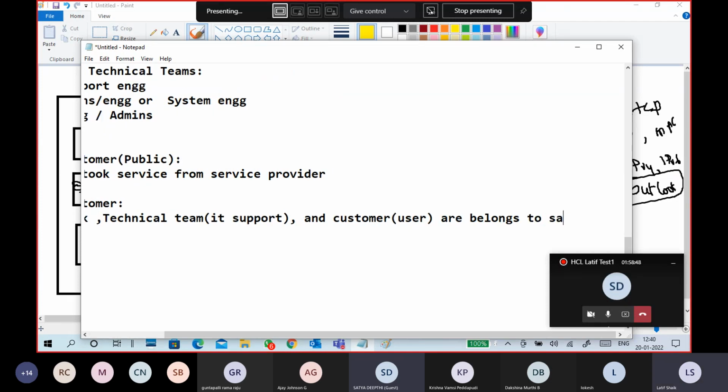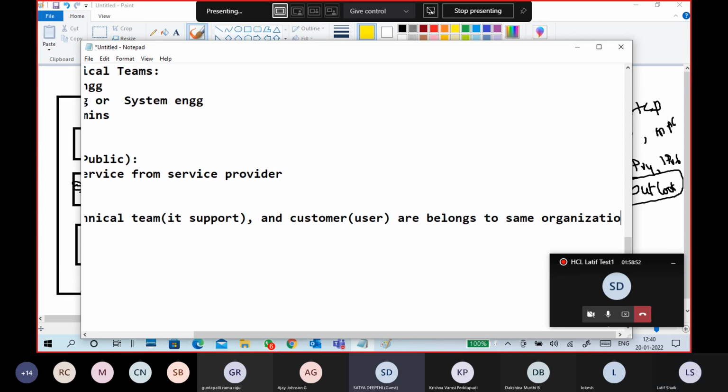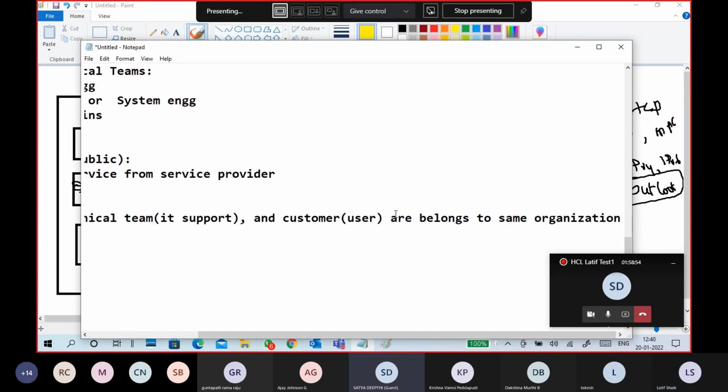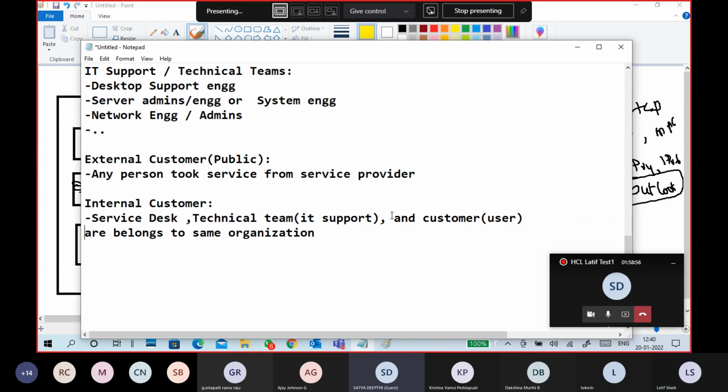Belongs to the same organization. Okay, that is called internal customers. But I said external customer is there, and I put them into public earlier. Who is this external customer? We'll see it.